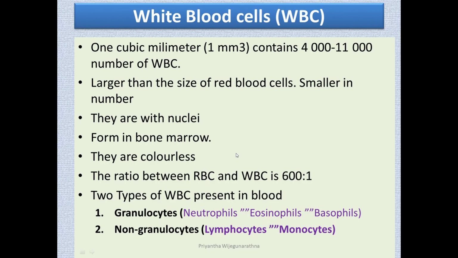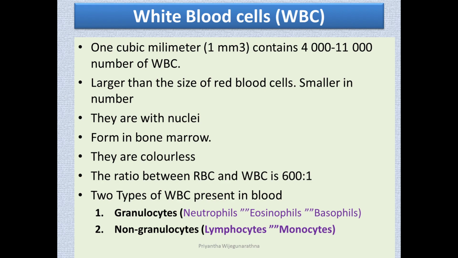You learned about the red blood cells. Then white blood cells, or the leukocytes. If you take 1 cubic millimeter of blood, it contains about 4,000 to 11,000 WBC. Compare less number. The ratio of red blood cells to white blood cells is about 600:1.